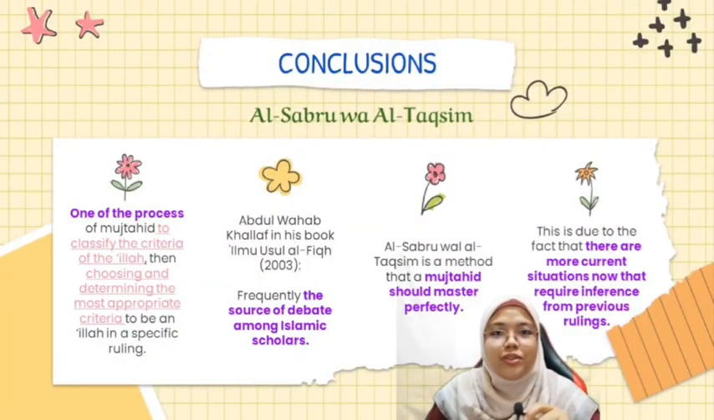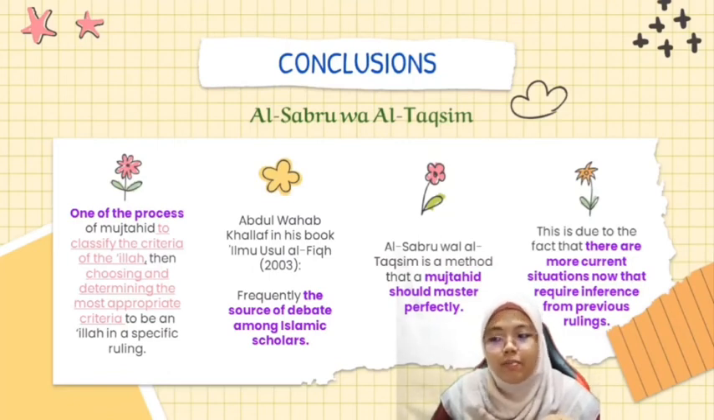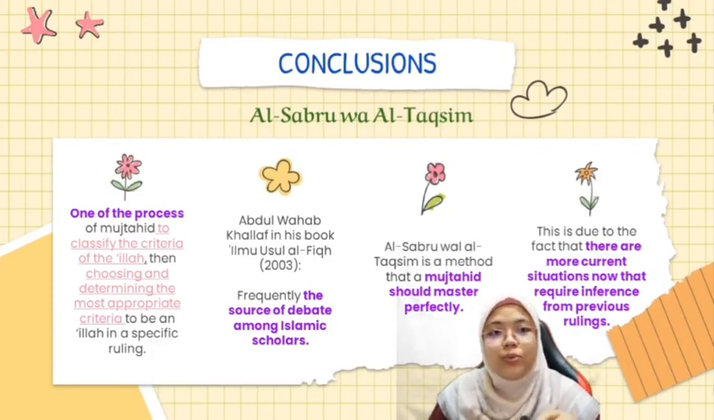Alhamdulillah, we have reached the end of the presentation, and now I conclude about our topic, which is SABRU wa TAQSIM. It is a kind of process or method used in qiyas, in which a mujtahid classifies the criteria of the illah, then chooses and determines the most appropriate criteria that can be an illah in a specific ruling. Next, according to Abdul Wahab Khalaf in his book Ilmu Usul al-Fiqh, frequently SABRU wa TAQSIM is the source of debate among Islamic scholars.